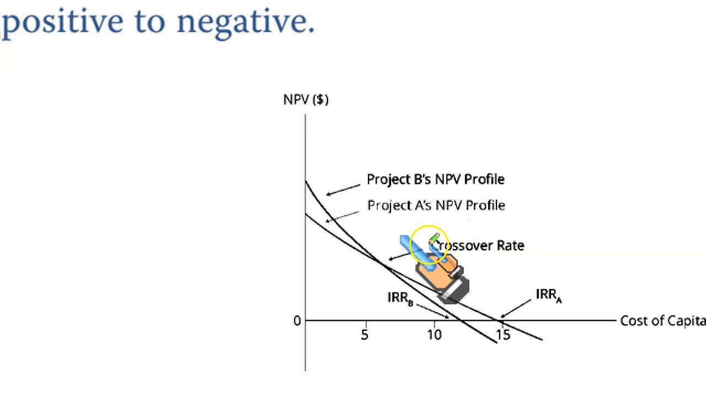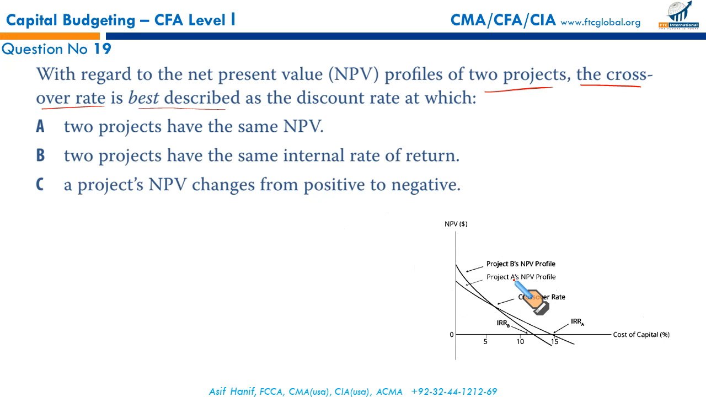Now look at this. The rate at which both of these projects, project A or project B, are giving the same NPV. So basically the crossover rate is the rate at which A and B, or many projects that are being considered in this arrangement, will give you the same NPV. 2 projects have the same NPV. The rate that gives you the same NPV is called the crossover rate. So that should be your right answer.